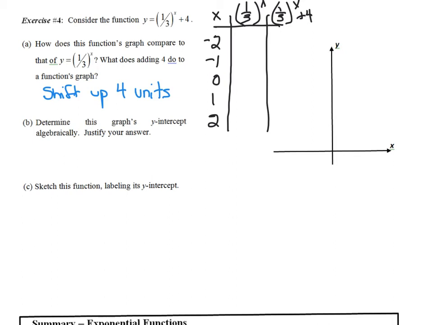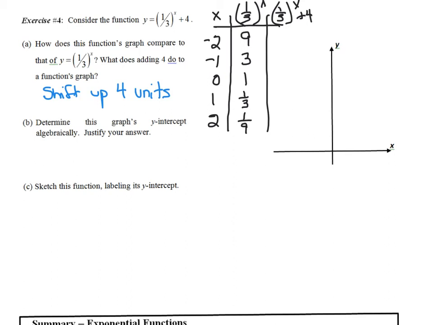At -2, 1/3 to the -2 power, the negative exponent tells me take the reciprocal. So that's the same as 3 to the second power, which is 9. 1/3 to the -1 will be 3. 1/3 to the 0 is 1. Hopefully you're noticing the pattern here is multiply by 1/3 or divide by 3. When my exponent is 1, I've got an answer of 1/3. And when my exponent is 2, my answer is 1/9.